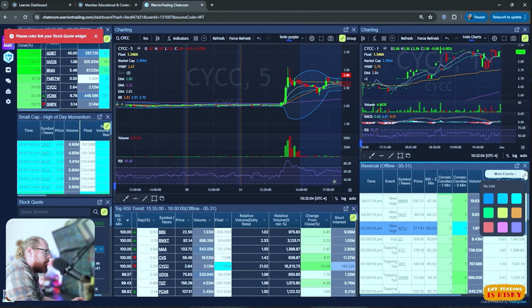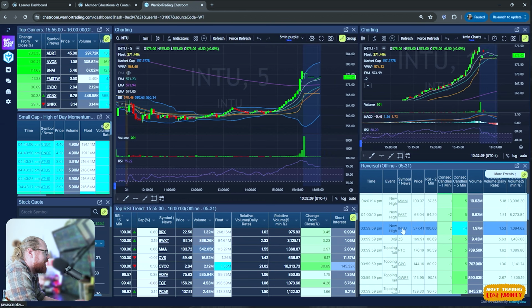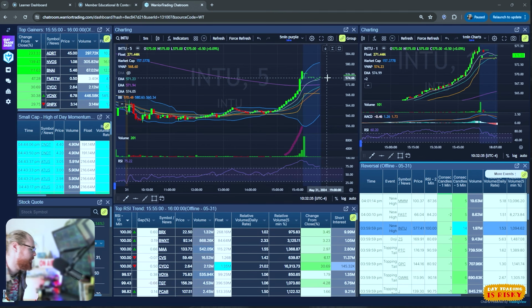All right, let's match up the chart. Okay, so INTU, 14 consecutive candles. You see something like this with 14 consecutive candles, and you're just thinking it's only a matter of time before we reverse. And the first red candle likely will lead to a series of several more red candles of pullback. So in this case, we're outside the Bollinger Bands, RSI is extended, volume is peaking. So everything looks good on this, except that this happened to be at 4 p.m. right into the closing bell.